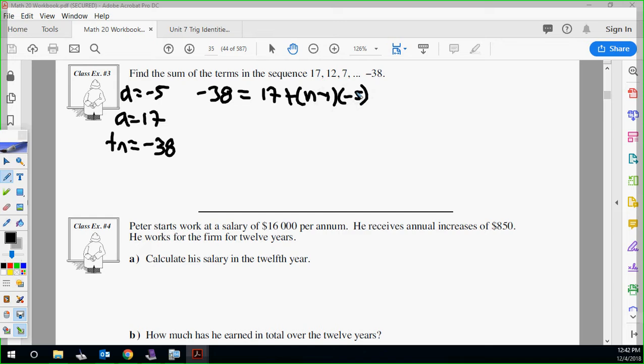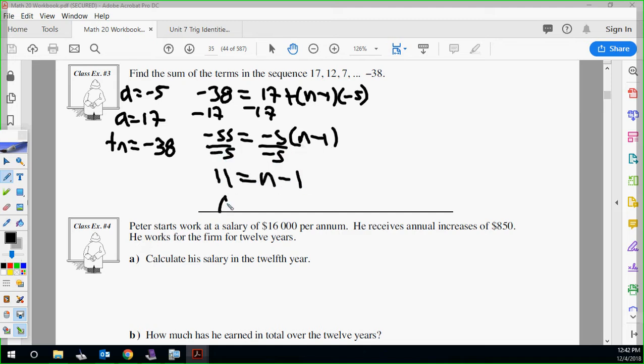Okay, I think I'm going to stay with how Nolan was doing. I don't like to distribute either. I'll divide first, but with minus 17, so that's a negative 55. Divide by negative 5, 11. So n is 12. That's the 12th term.